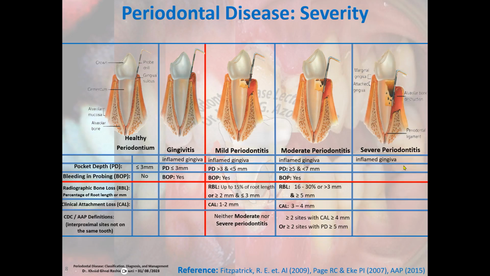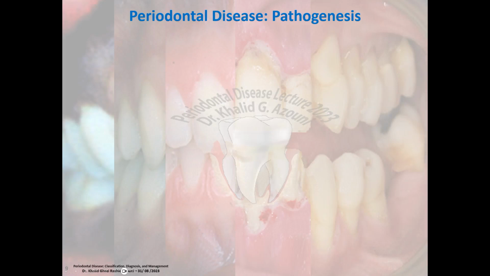In severe periodontitis, there is inflamed gingiva, probing depth more than 7 millimeters, bleeding on probing, radiographic bone loss from 30% or more than 5 millimeters. Clinical attachment loss is more than 5 millimeters. CDC definition: 2 or more sites with clinical attachment loss of 6 millimeters or more, and 1 or more sites with pocket depth more than 5 millimeters.